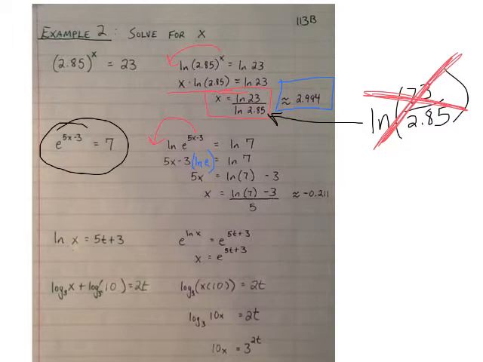The next one says ln of x equals 5t plus 3. So here we're getting into multiple variables, and we want to solve for x. So the first step that I did is I wrote it in exponential form. So the e cancels the ln, and I arrive very quickly at an answer of x is equal to e to the 5t plus 3.